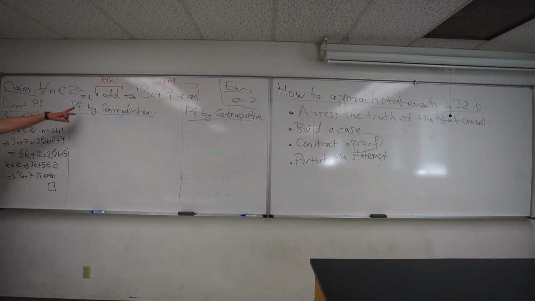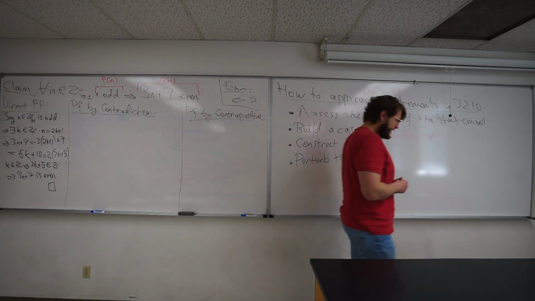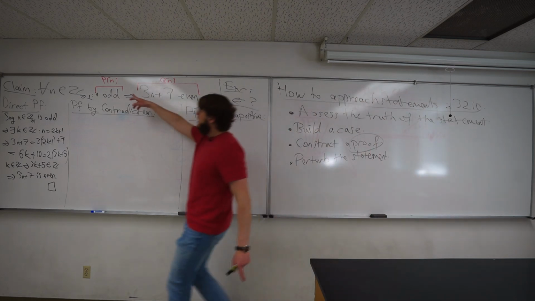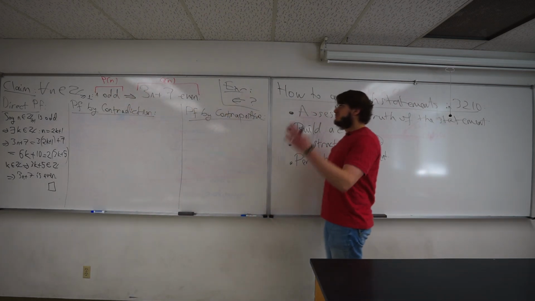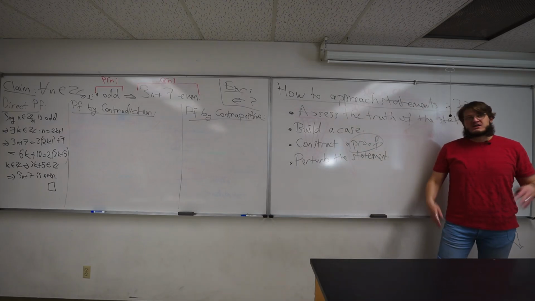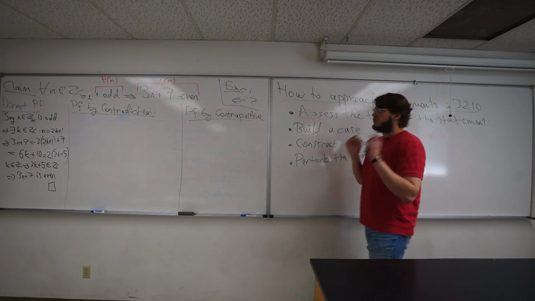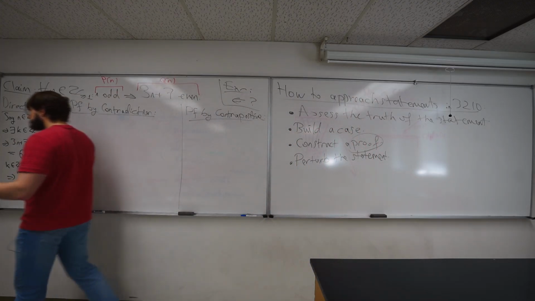Okay, so now let's switch over to proof by contradiction. What was the change here? Now I'm going to assume both the hypothesis and not the conclusion, right? I'm saying, say the hypothesis holds, but the conclusion doesn't hold. And I'm going to try to get something that is clearly false.